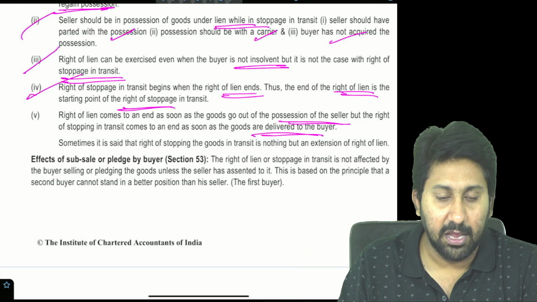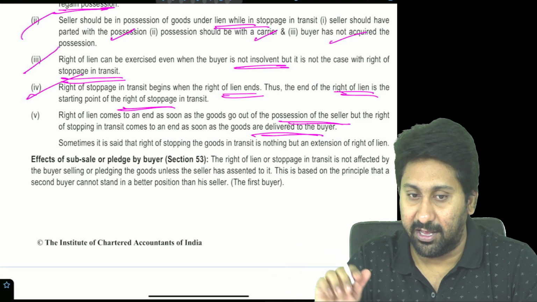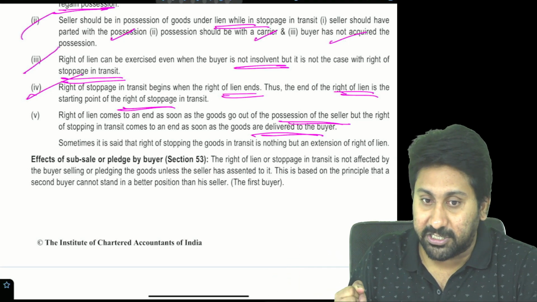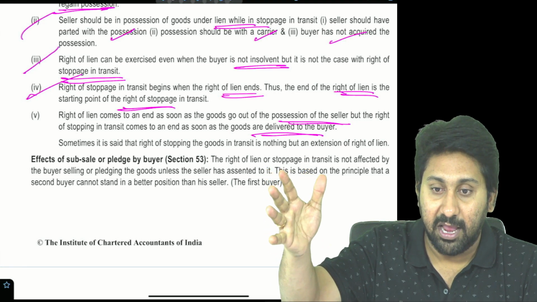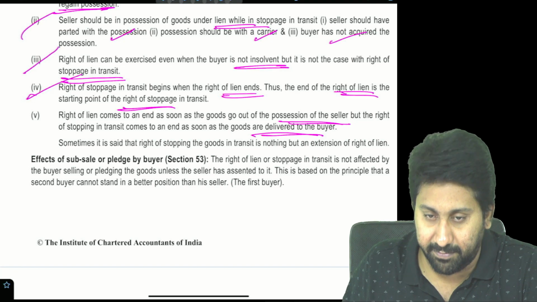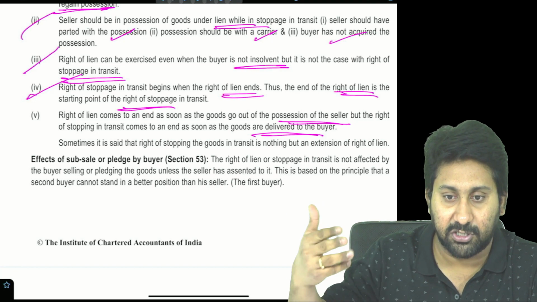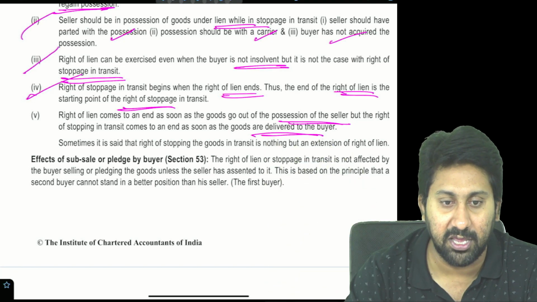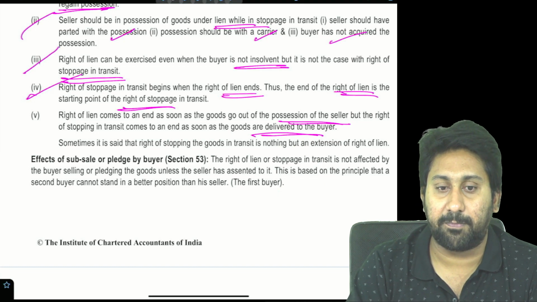See that, the right of lien comes to an end when the possession goes out of the possession of the seller. And the right of stoppage will end as soon as the goods are delivered to the buyer. So, right of stoppage of goods.